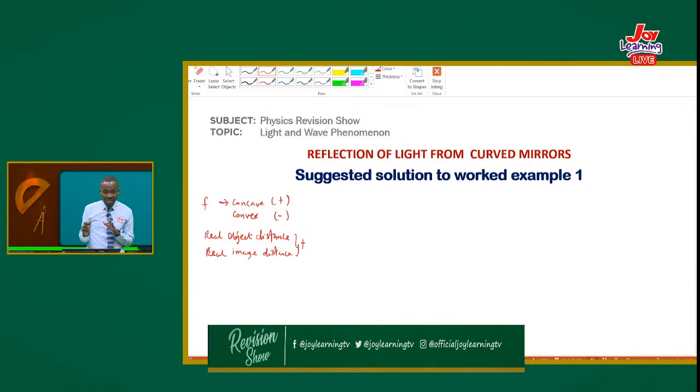So in some very unlikely or not too often cases, you can come across some images that are virtual, or you can come across some objects, especially objects that are virtual. So you can get virtual object distance. You can get virtual image distance.